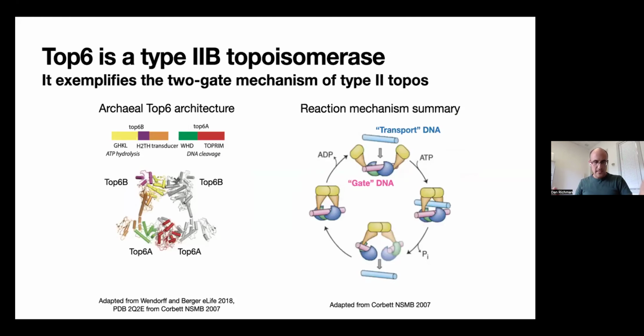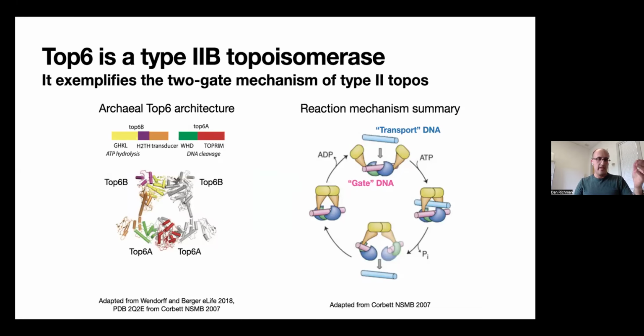I'll be talking about Top 6. That's a type 2 topo, and specifically a subset called type 2B. Type 2As include the human Top 2s that are targets of common chemotherapeutic drugs. The type 2Bs are a bit structurally simpler. They lack a third gate, but they share a lot of similar architecture and mechanism. Top 6 is in archaea and plants.